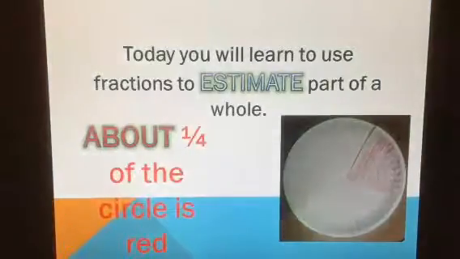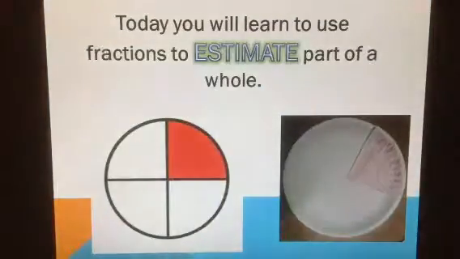Today you will learn to use fractions to estimate part of a whole. Here in this picture, about 1/4 of the circle is red. We have to say about because we don't know for sure. There are no lines showing this circle broken into 4 equal parts. Here's the two pictures side by side. One shows on the left that 1/4 is red. On the right, we have to estimate that about 1/4 is red.